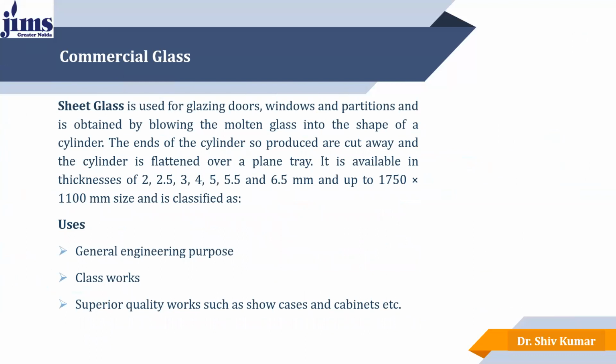Next is commercial glass. The commercial glass is mainly sheet glass, which is used for glazing doors, windows, and partitions, and it is obtained by blowing the molten glass into the shape of a cylinder. The cylinder is then cut open and flattened over a plain tray. It is available in various thicknesses from 2 mm to 6.5 mm and in various sizes like 1750 to 110 mm, classified as required by the market.